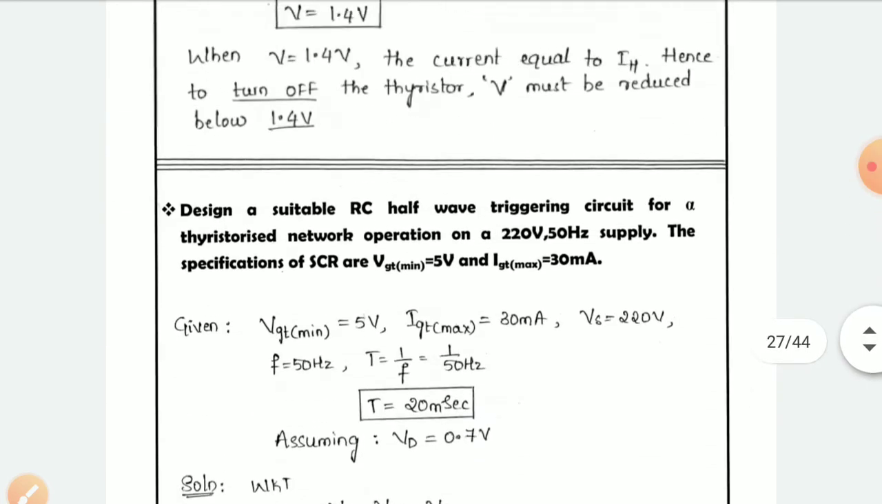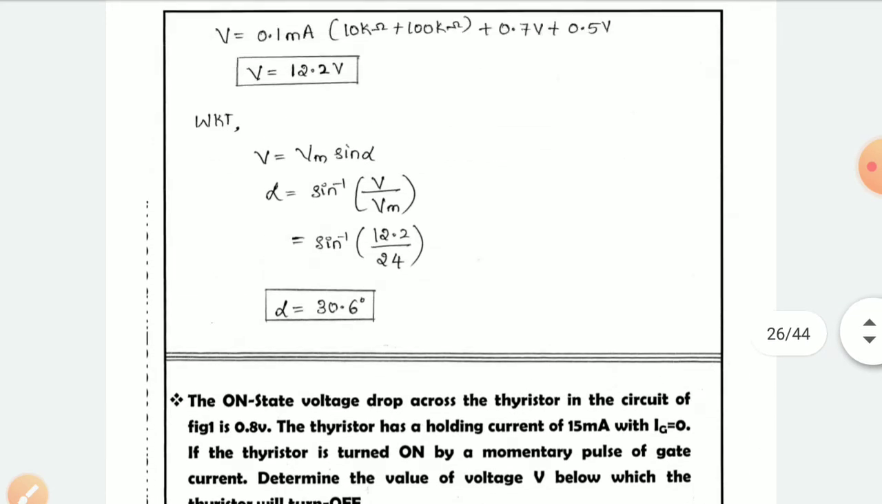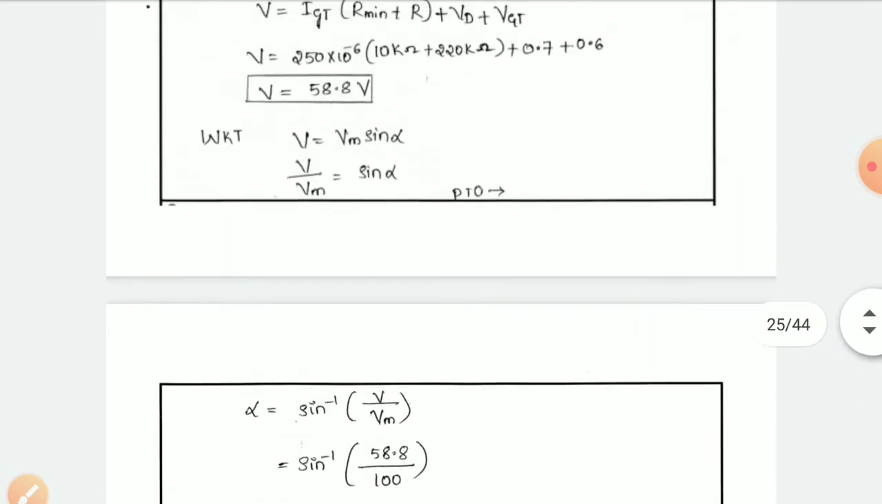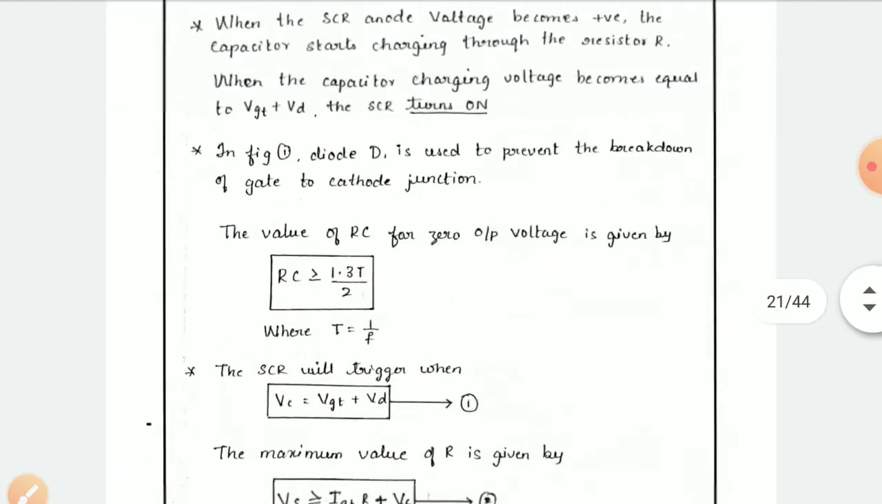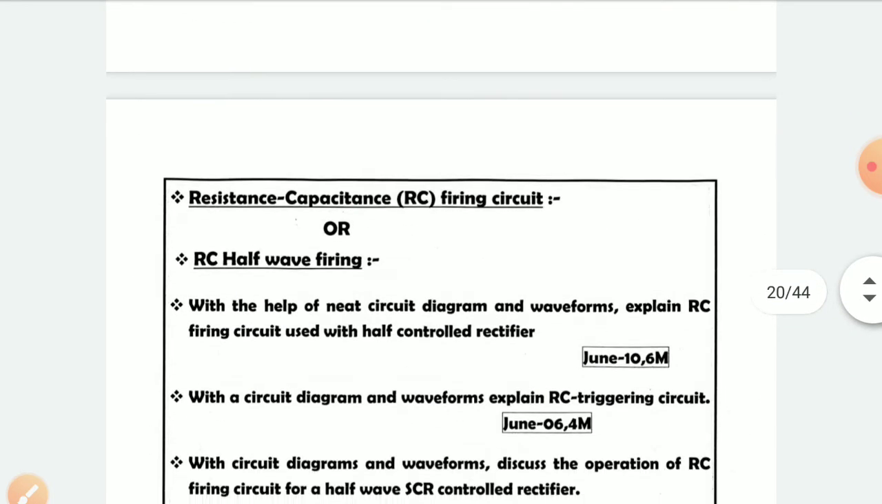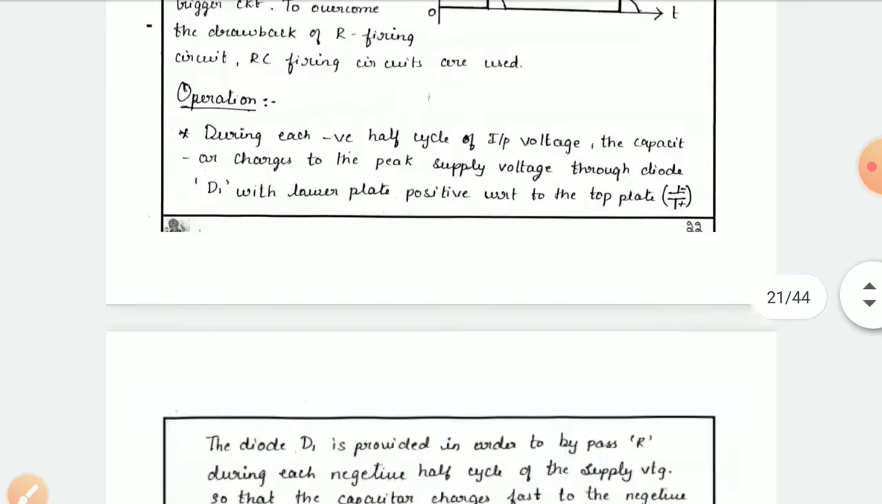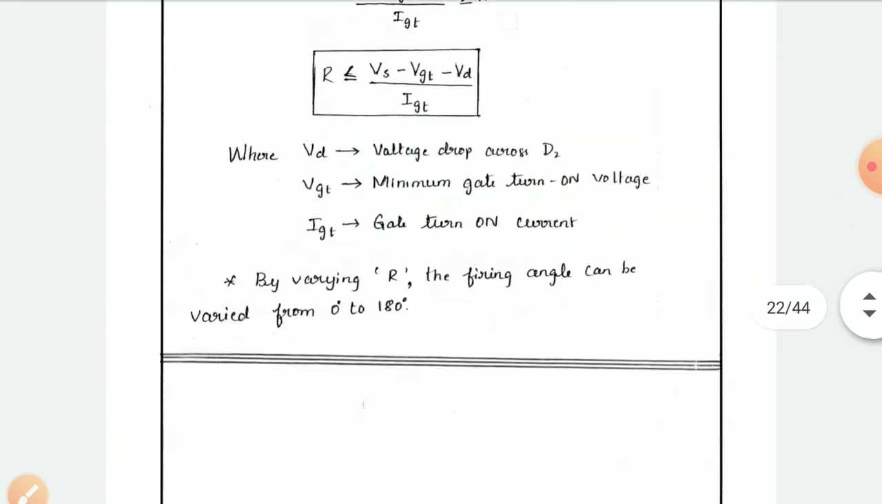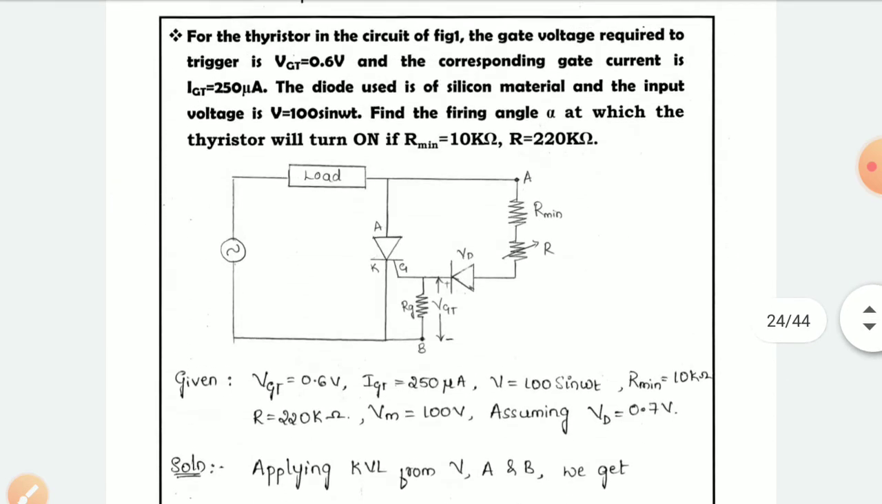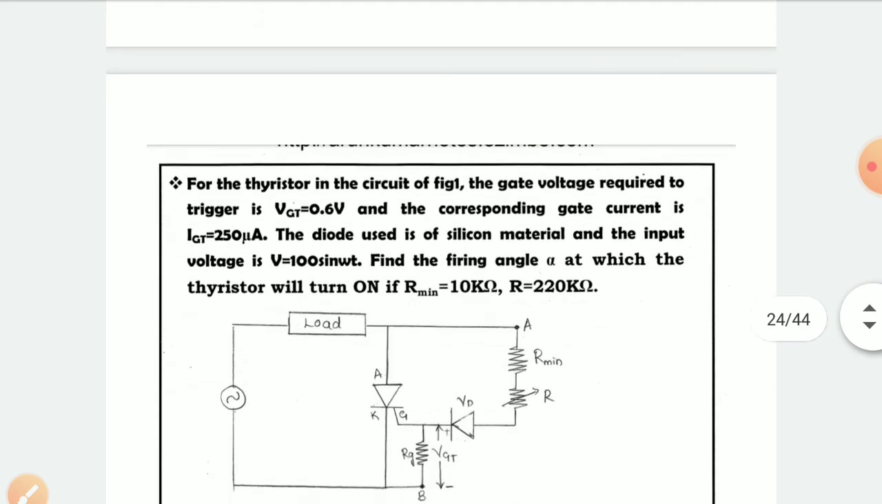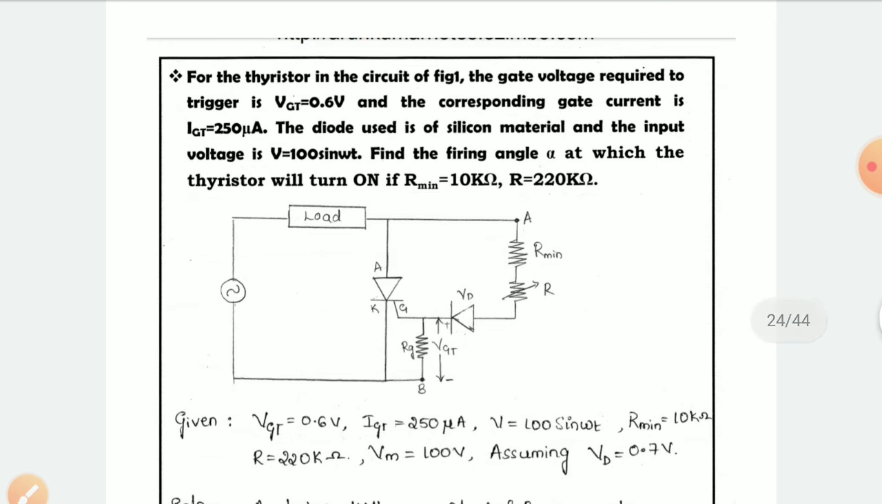In the earlier discussion, we discussed RC half wave firing, then R firing, full wave firing, and RC full wave firing, and then some problems. These problems are very important from the point of view of examinations. You may get around 8 marks for such problems.